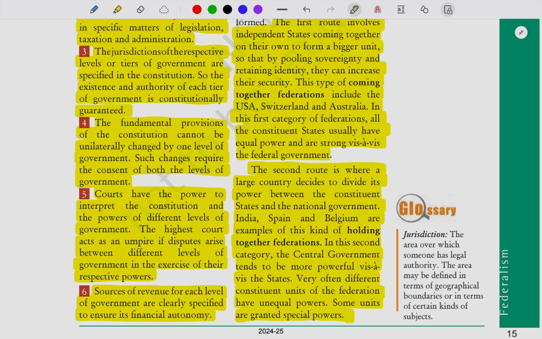Then you can also mention the examples at the end, but before that, you'll have to talk about the speciality. All the states have equal power in coming together federations, but all the states do not have equal power in holding together federations. You could also mention that since all the units have equal powers in coming together federations, there is no special consideration of some units. But in the holding together federations, some units are granted special powers.